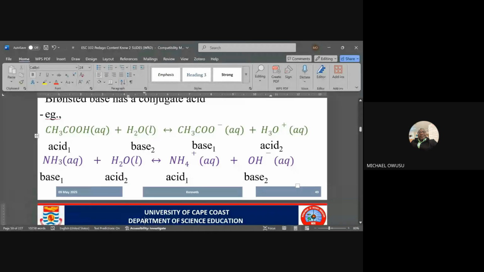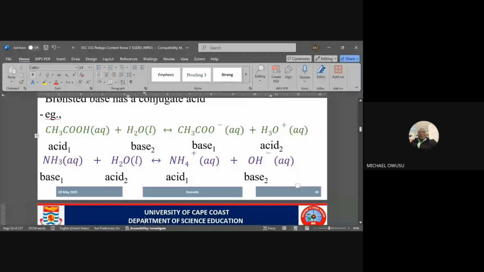So if you look at this one, you realize that CH3COOH, an acid, after donating the proton became CH3COO minus, and that is its conjugate base. And then the base, which is the water, after accepting the proton became H3O plus. So we have the base accepting a proton to produce the acid. So let's reverse it and see.